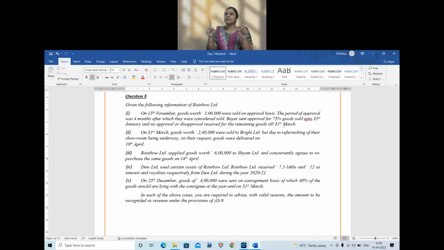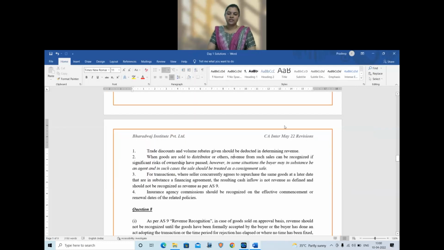Split and write the answer. Approved goods, write the answer separately. Goods pending approval, write the answer separately. So let's check the answers.